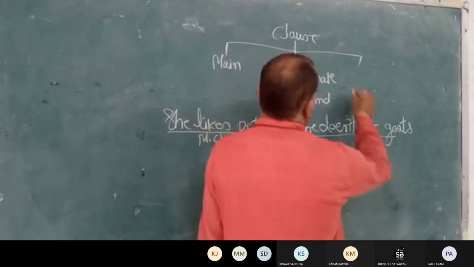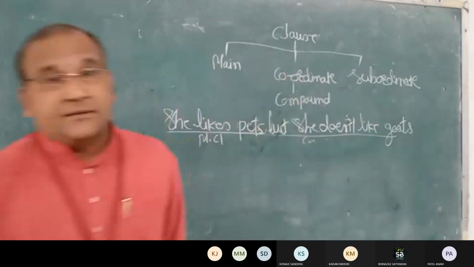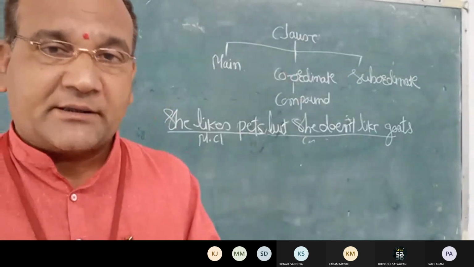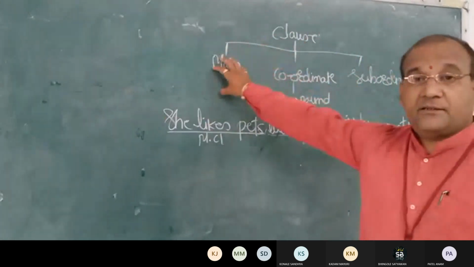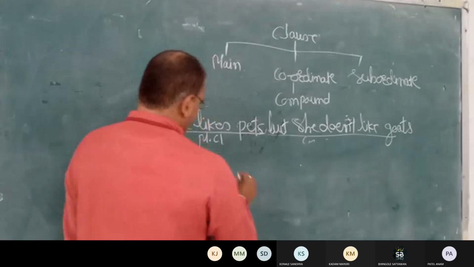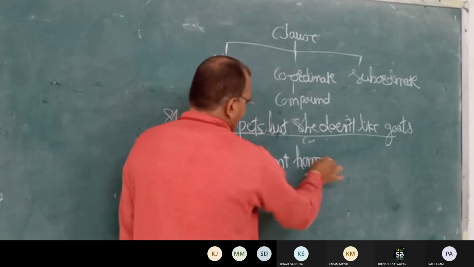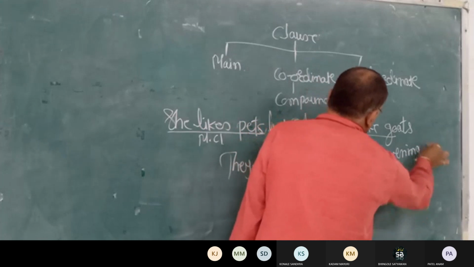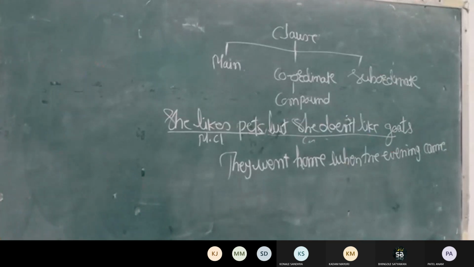Now, there is something called a subordinate clause. The third type is the subordinate clause. The name itself suggests that it is subordinate to someone. A subordinate clause, or dependent clause as you can also call it, depends on the main clause for its existence. For example, a complex sentence like this: "They went home when the evening came."